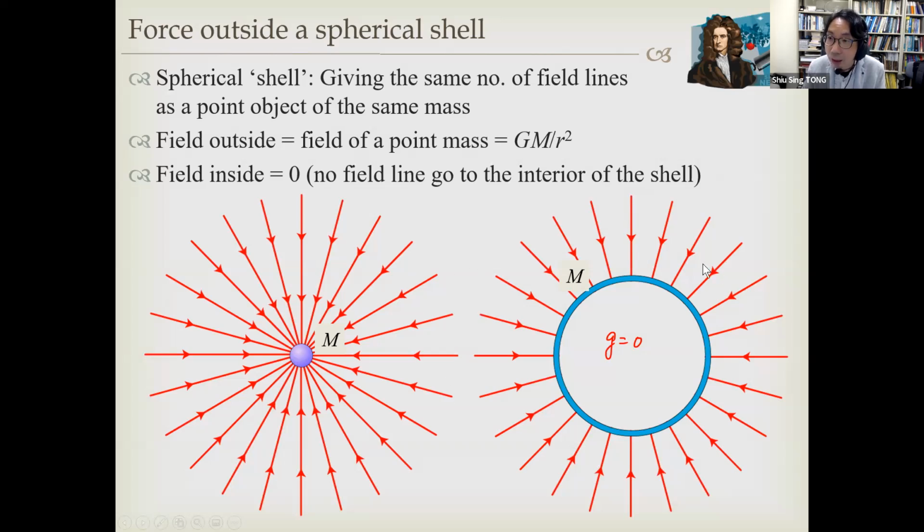They are indistinguishable. If you place a small mass here and ask what gravitational force it experiences, it will just be the same as if you had placed the point mass here. They will just experience the same force. So the field outside is indistinguishable from that of a point mass. So it will exactly be GM over R squared. That is what we call, I have a name for it, the shell theorem.